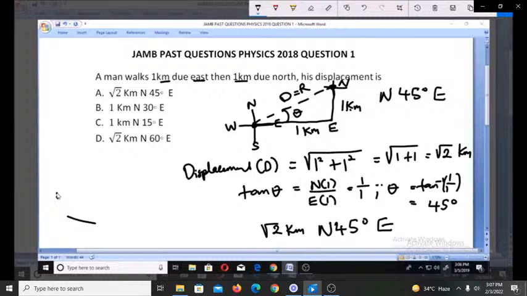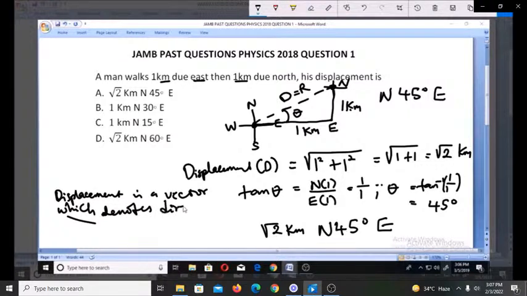Then why do we have this? Because we all know that displacement, from the definition of displacement, is actually a vector quantity. That's why you must put both the direction and the magnitude. So displacement is a vector quantity which denotes direction and size. Size in this case is the magnitude. So every vector quantity has these two important things. Whenever you say that something is a vector quantity, it must have direction and it must have size.